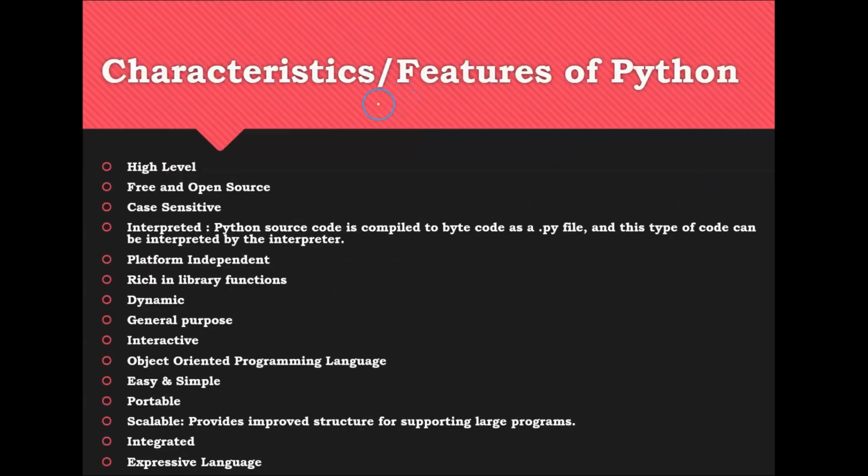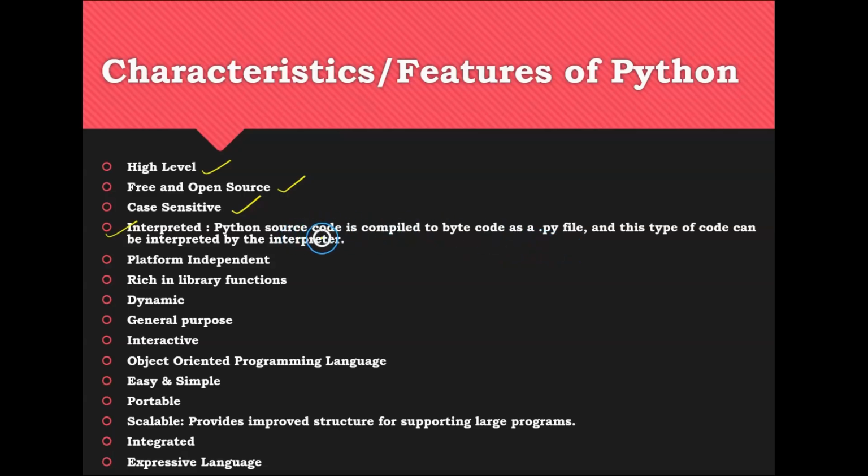So the next one is characteristics or features of Python. Let us see line by line all the characteristics of Python. We already know that it is a high level language, and it is a free and open source language, and it is case sensitive, and it is an interpreted language. I have already told you the meaning of interpreted. What it means: Python source code is compiled to a bytecode as a .py file.